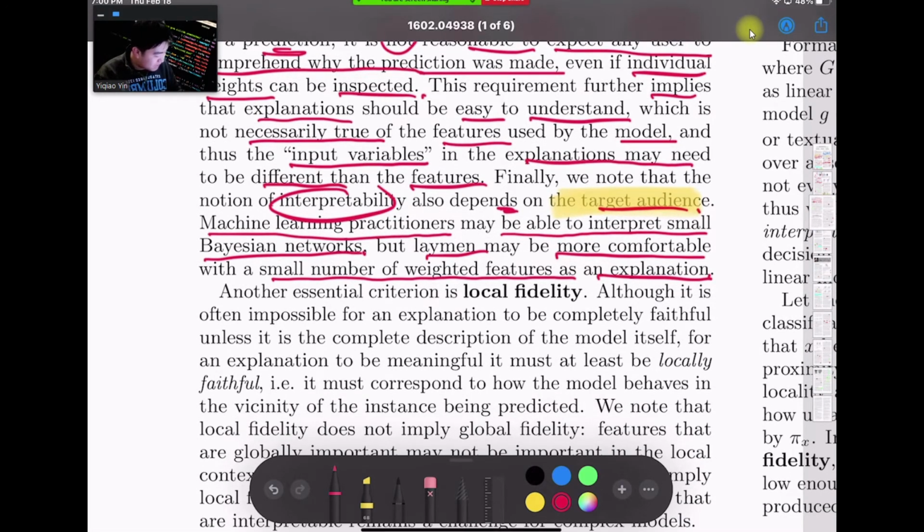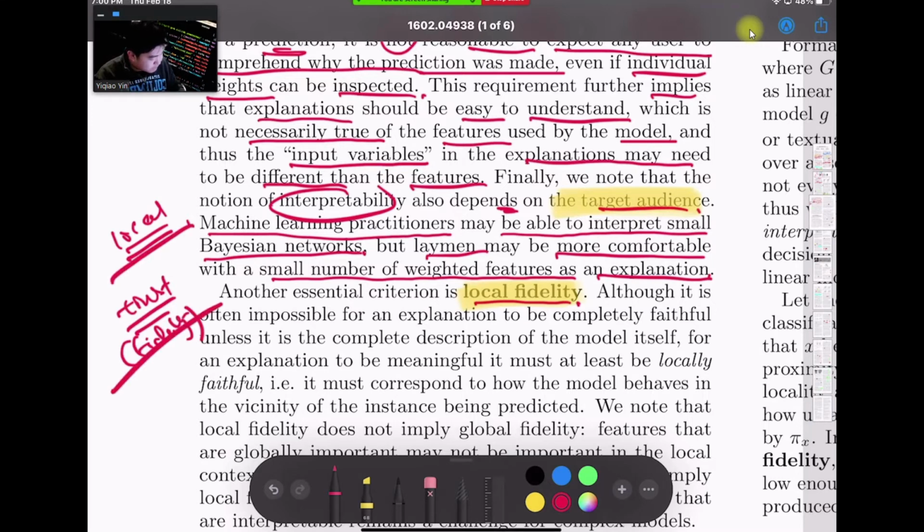Another essential criteria is local fidelity. This is going to be something extremely important. Right? First thing, it talks about local. That's going to be the buzzword for their paper, and then it talks about trust, right? Fidelity or fidelity. So these two words serve as local fidelity.